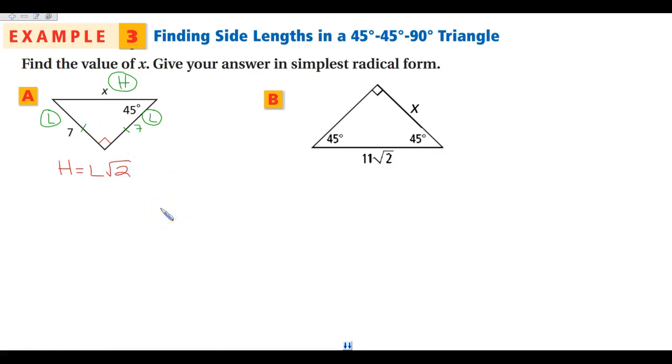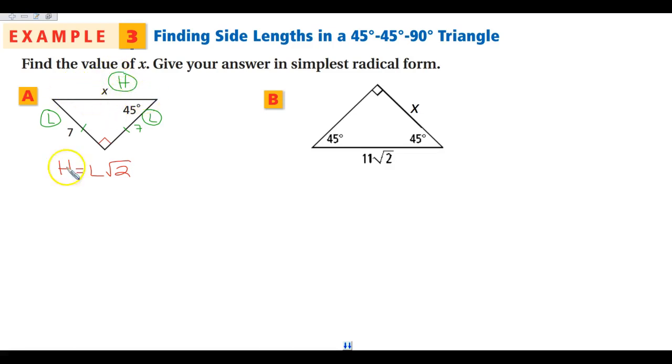Okay, if you label your triangle and then you write your formula, all you have to do is plug in and then use your algebra skills to solve. You can do that. Okay, I promise. I got faith in you. You guys can do this. This is not that bad.